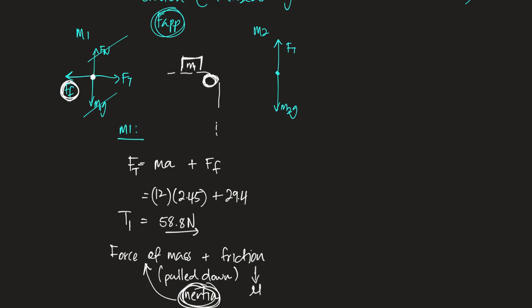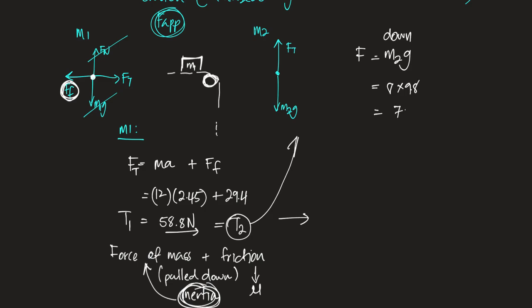Now I can do a check because I know that T1 is also equal to T2. So let's say I did a calculation for T2 separately. If I look at mass 2, I've got a force that's bringing this whole mass down, which is M2G. That's going down. I said that was going to be 8 times 9.8, and we ended up with 78.4. Right? That's the one force that's pulling it down.